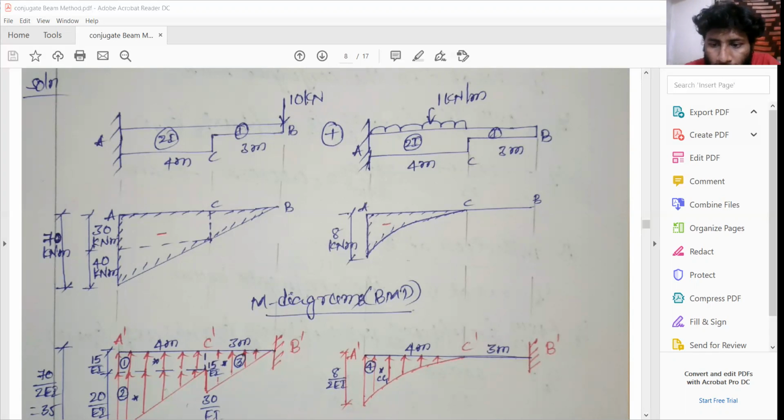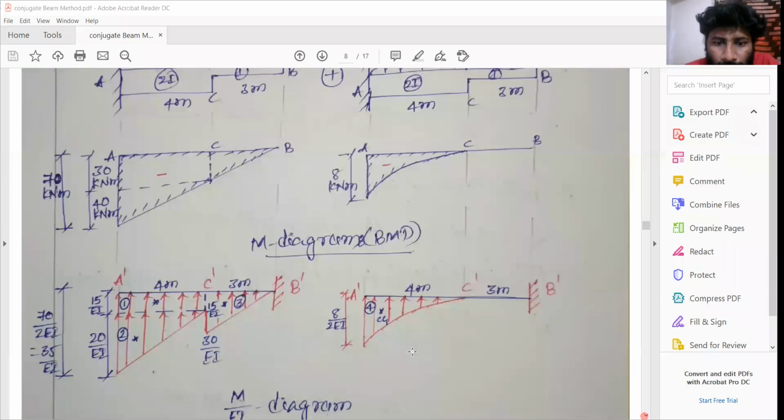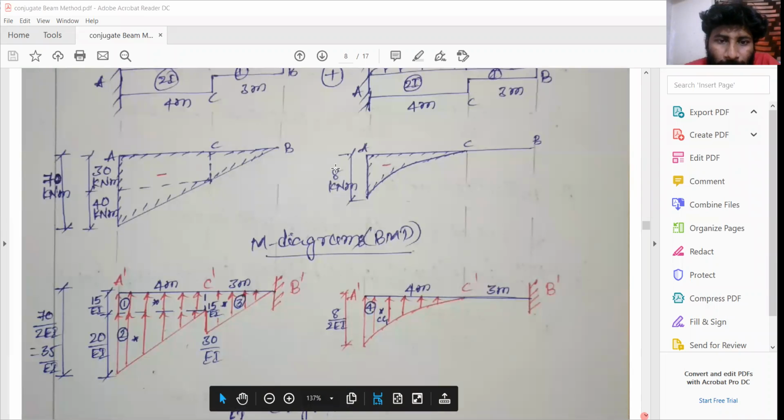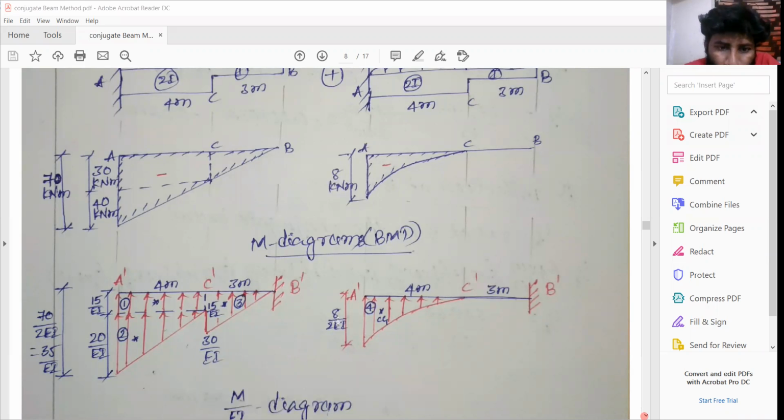Now again, for this diagram, whatever the 8 kN is there, that divided by 2EI becomes 8 divided by 2, that is 4 by EI. You can see that here we do not have any loading. Only in this portion, with 2EI, we have it.